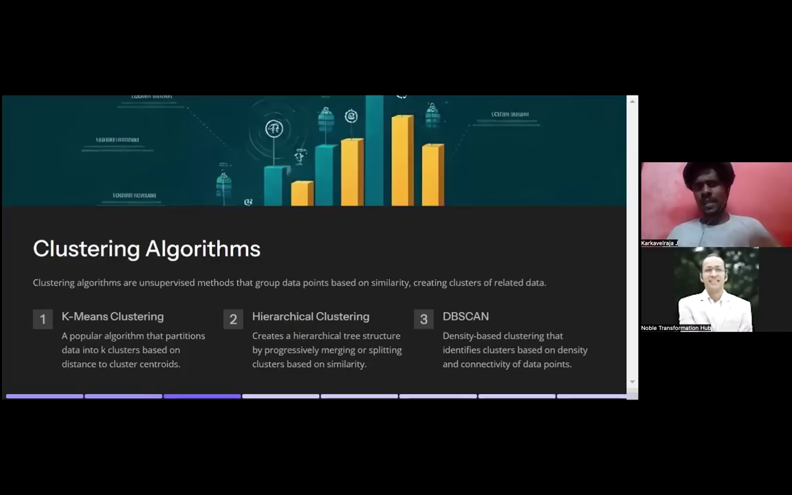Next, hierarchical clustering. It creates a hierarchy, a tree-like structure, by progressively merging or splitting clusters based on similarity. Here I will put it in a simple manner. There is a tree structure. You start from single, two, three, four, like that. You keep on clustering in a tree-like manner. That is called hierarchical clustering.